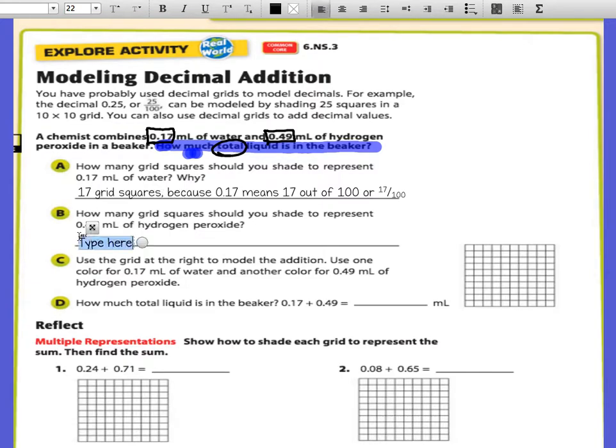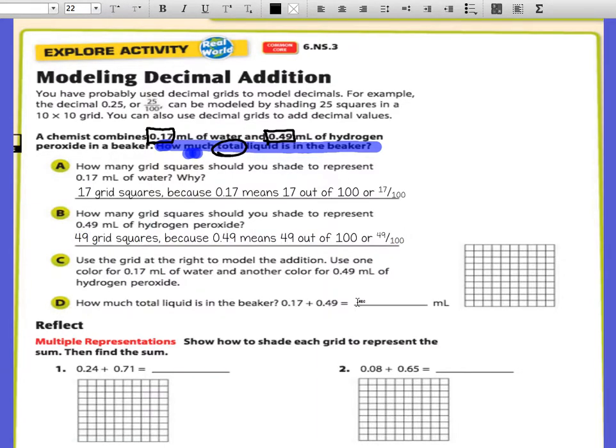Okay, then the next question would be how many grid squares should you shade to represent 49 hundredths milliliters of hydrogen peroxide? Well, in this case, again, I would need 49 grid squares, because 0 and 49 hundredths means 49 out of 100, or again, as a fraction, 49 over 100.